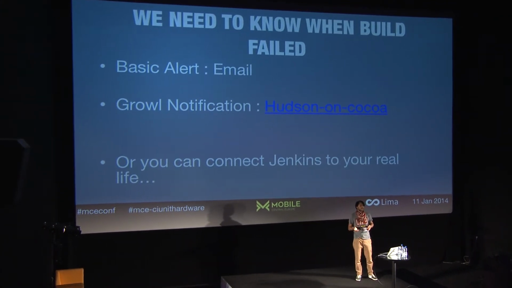You can have Growl notification for those who are on Mac, which is really useful. Hudson and Cocoa will poll your Jenkins to know if there is some news about your Jenkins builds, and will pop up a notification. Or you can connect Jenkins to real life, like that. You can find some source code, and I put the link of the GitHub here. This guy just automated that. So if, for example, John broke the build, you just have to say John's position is X, Y, Z here, and it will be smashed.